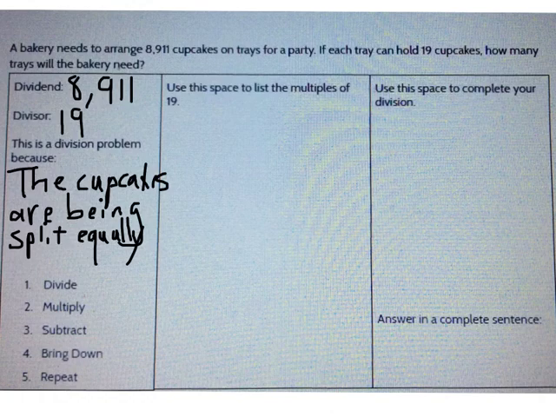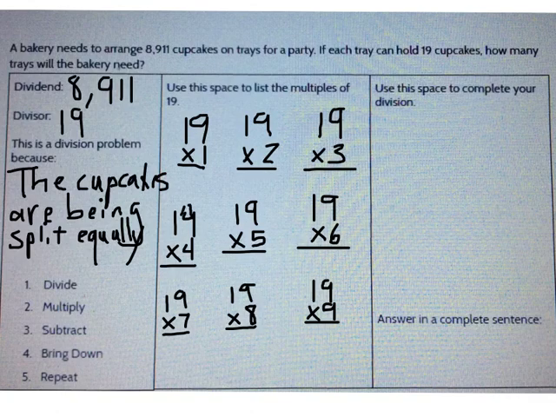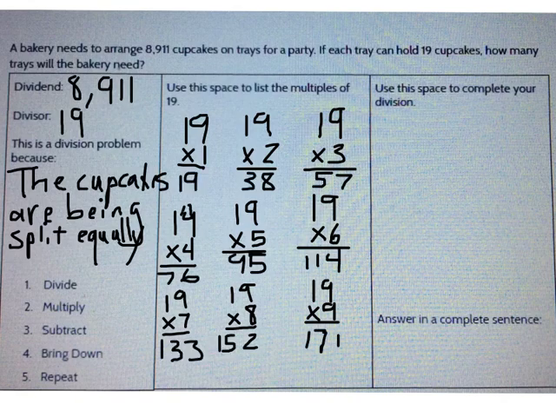First, because I'm dividing by 19, let's list the multiples of 19. List the multiples of 19 on your paper. Then, enter them on your computer. Do that now. Check to make sure you've listed the multiples of 19 correctly. Now we can do our division problem. 8,911 divided into groups of 19.